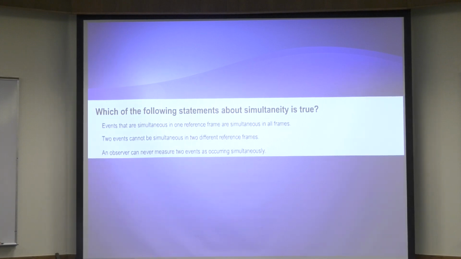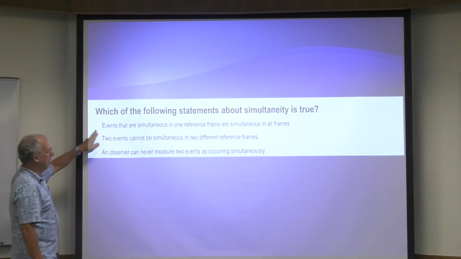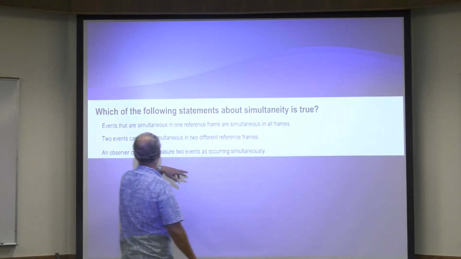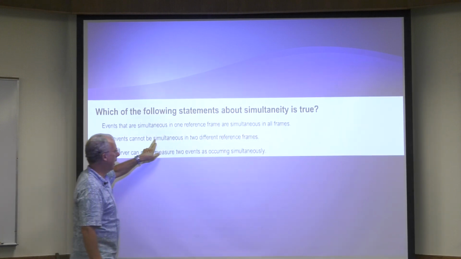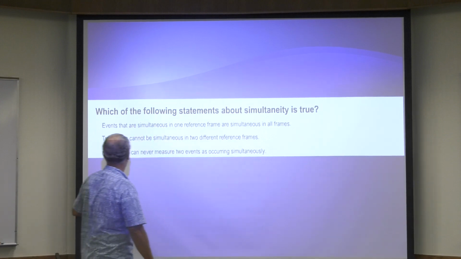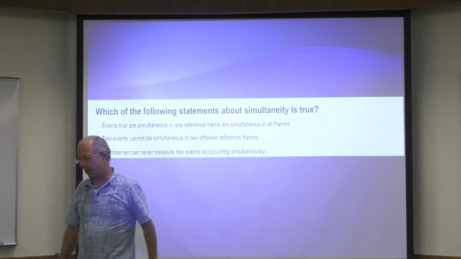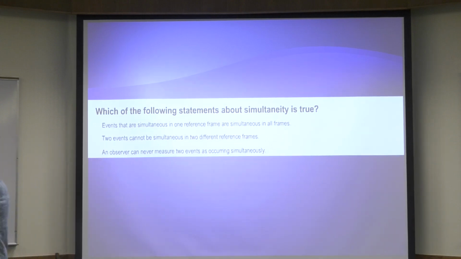Okay, so here's a little follow-up. Which of the following statements about simultaneity is true? Events that are simultaneous in one reference frame are simultaneous in all frames. Two events cannot be simultaneous in two different reference frames. An observer can never measure two events as occurring simultaneously. So pause your video and figure it out.